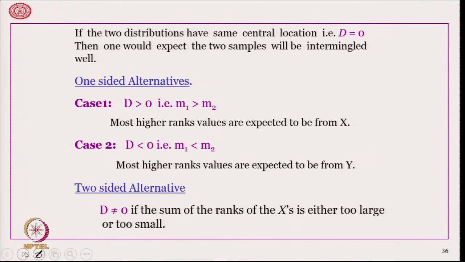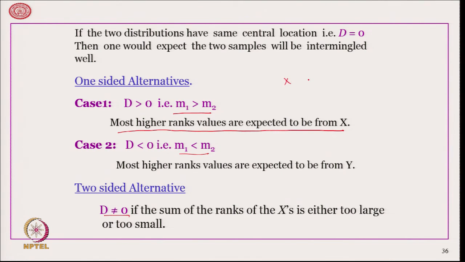Now, what are going to be the alternatives? D is greater than 0, that is m 1 is greater than m 2, as we have already discussed. D less than 0, that is m 1 is less than m 2, and d is not equal to 0, that is m 1 is not equal to m 2. Now, suppose m 1 is greater than m 2, when do we think that? Most higher rank values are expected to be from x.